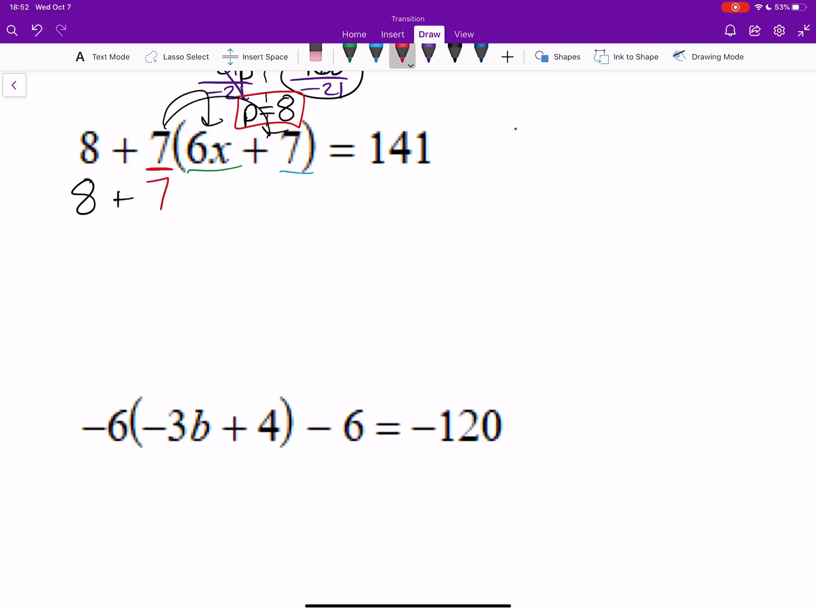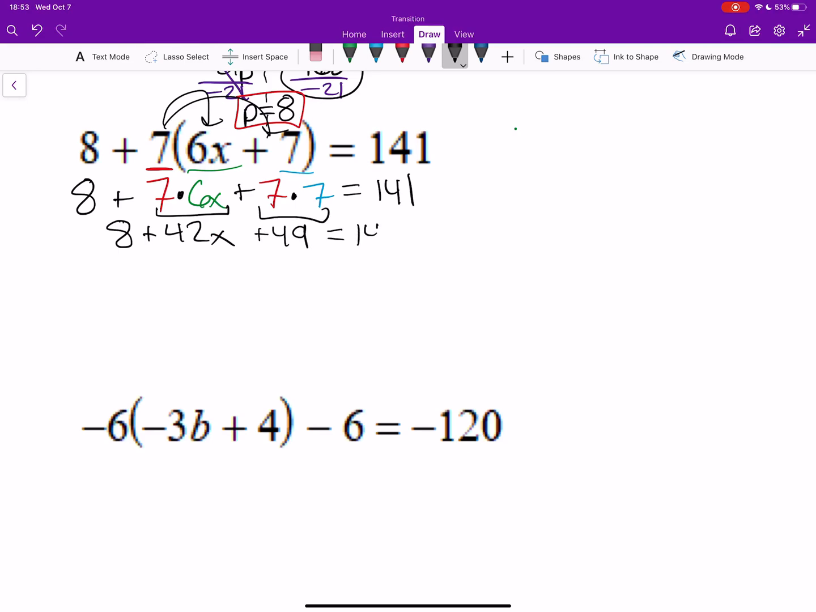Now I'm going to write my distribution. 7 times the first thing, which is 6x, separate with a plus sign. 7 times the second thing, which is 7. Bring down my equal sign, bring down my 141. Now I'm going to go ahead and do my multiplying to simplify. So I know that 8 is going to be brought straight down. 7 times 6x is 42x. 7 times 7 is 49, equals 141.